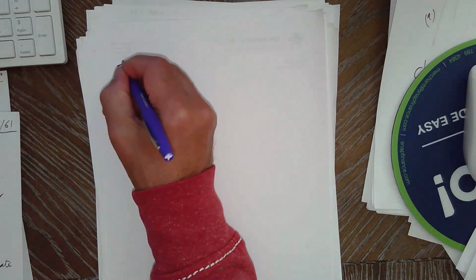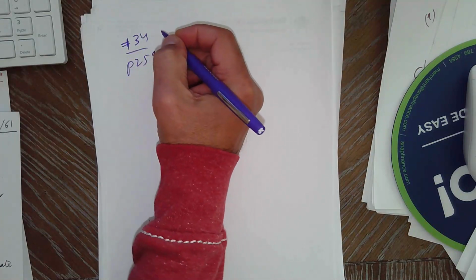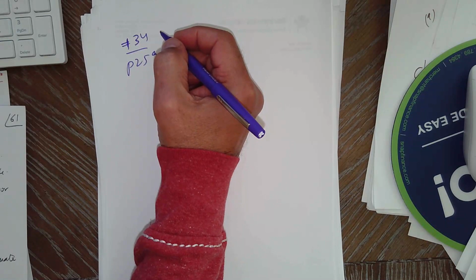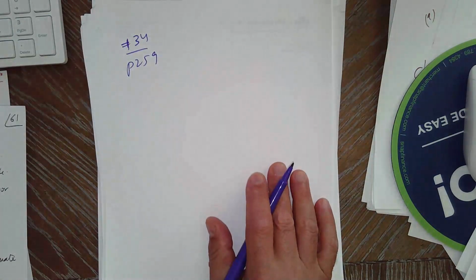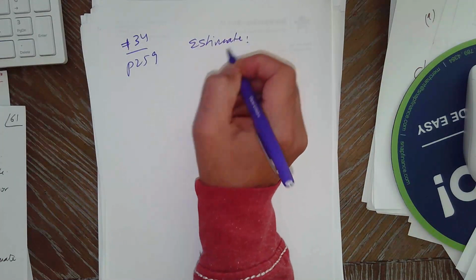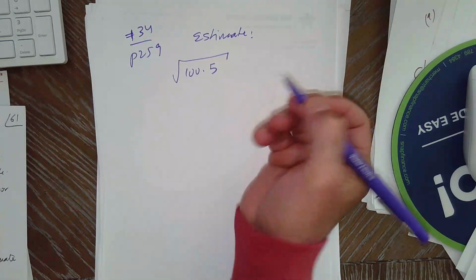Page 259, number 34. It says use linear approximation to estimate the given number. So how do we estimate using linear approximation? You cannot just put this in the calculator and give me an answer. It's going to be 0 if you do that.